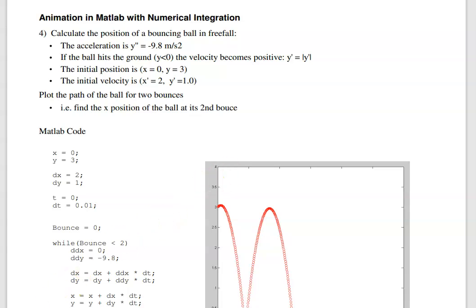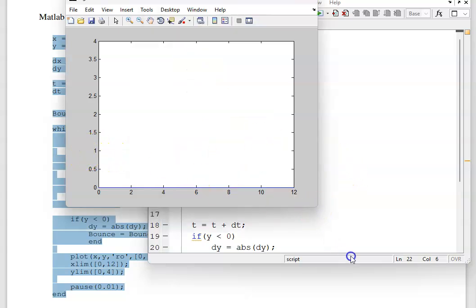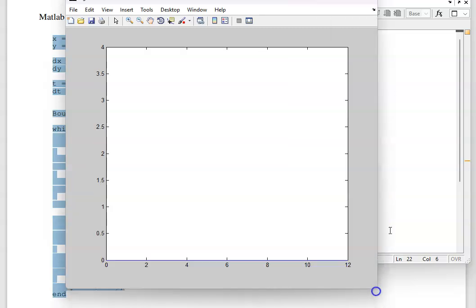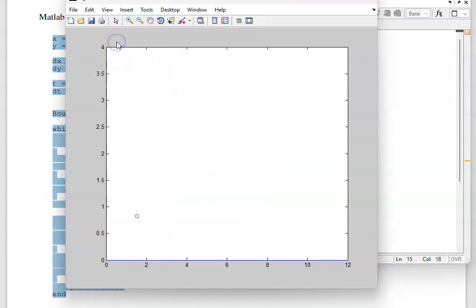Problem 4 is let's do some animation in Matlab. So here's one application of integration. I can do animation. For example, this is a bouncing ball. I think it's a little bit bigger. Matlab is not designed for animation, but actually does it really well. So here's a bouncing ball. What it's doing is the acceleration is 9.8 meters per second squared in the minus y direction.